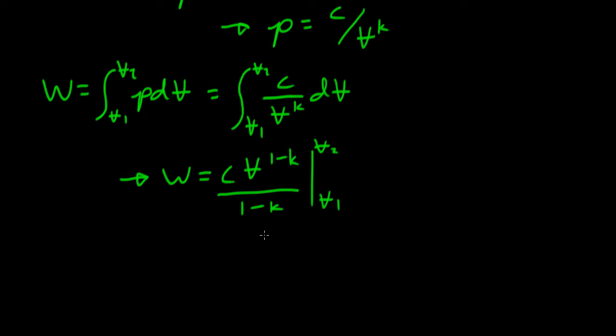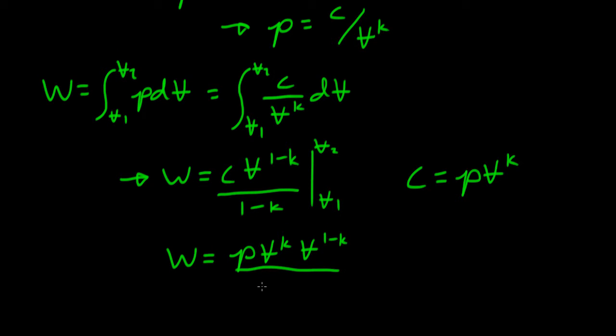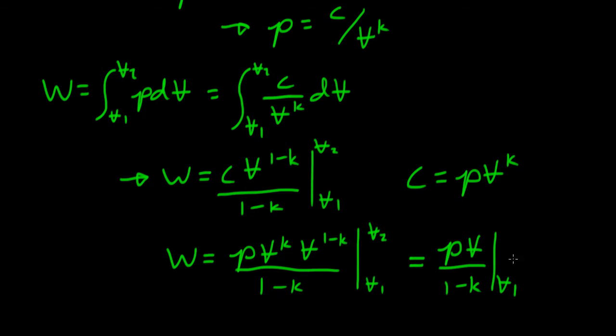Remember from the polytropic relation that C is equal to PV^k. Substituting, we see that the work is equal to PV^k times V^(1-k), all divided by 1 minus k, evaluated from volume 1 to volume 2. Multiplying our exponents, we see that PV over 1 minus k, evaluated from V1 to V2, is equal to the work.